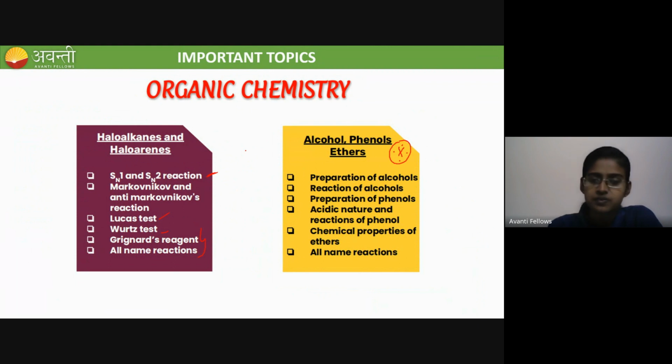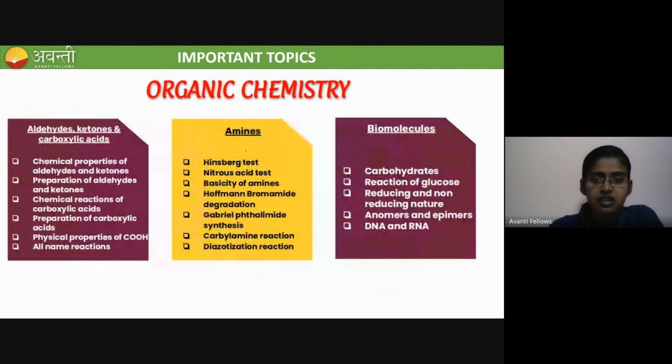Nothing specific here. And the next is aldehydes, ketones, and carboxylic acids. In the chemical properties we will have aldol condensation, reduction, oxidation, Cannizzaro reaction. Everything will be there in the chemical properties of aldehydes and ketones. You have to study all the reactions. And preparation, chemical reactions of carboxylic acid, preparation, physical property, and all. So the whole lesson is again important. Then the amines.